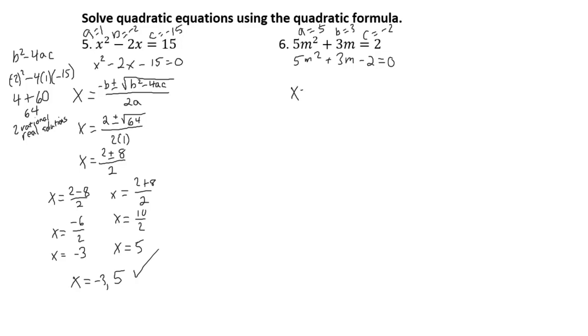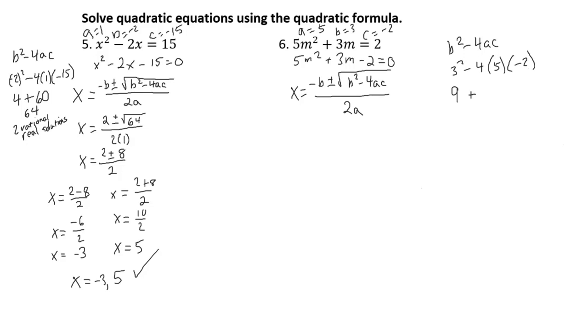All right, so then we have x equals negative b plus or minus square root of b squared minus 4ac all over 2a. I'm going to calculate my discriminant on the side. So let's plug in to find the discriminant, and we get 3 squared minus 4 times 5 times negative 2. All right, so 3 squared is 9. Negative and negative is positive. 4 times 5 is 20, times 2 is 40, and 9 plus 40 is 49, which will give us 2 real, rational solutions.